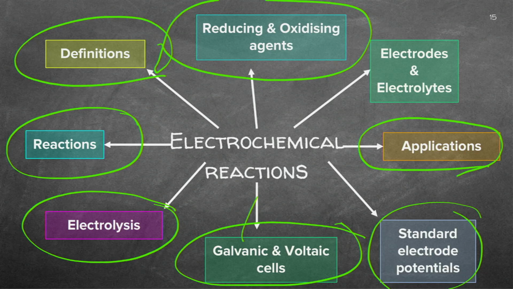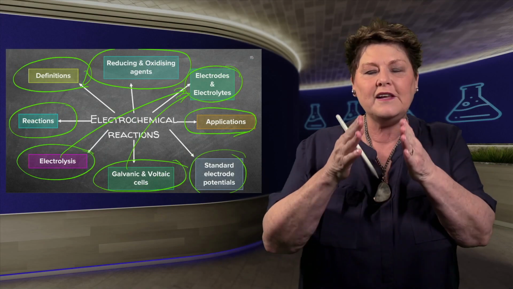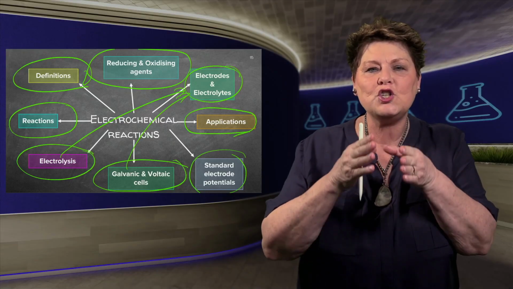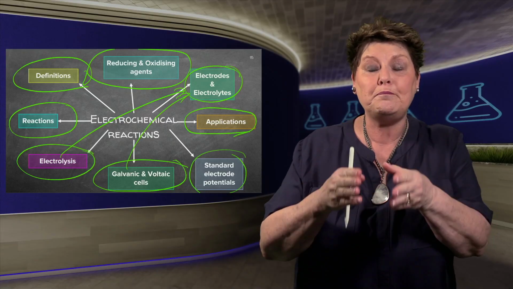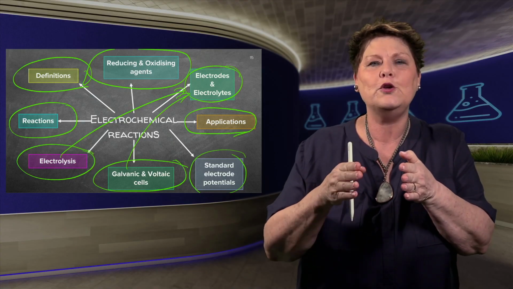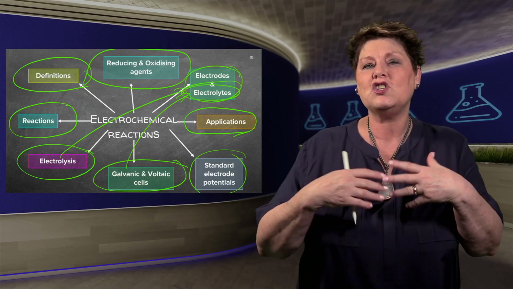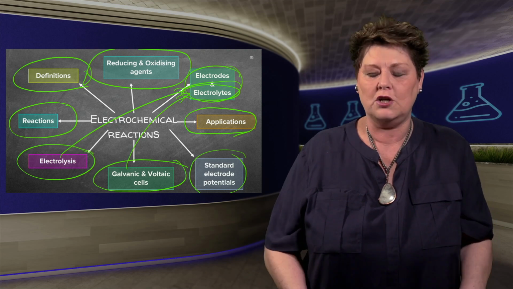When we do voltaic cells and when we do electrolysis, we'll always use terms like electrodes and electrolytes. Electrodes will be the actual metal or the solid or the pole of the electrochemical cell. Or we'll use the electrolytes, which is going to be the solute, the ions in solution.